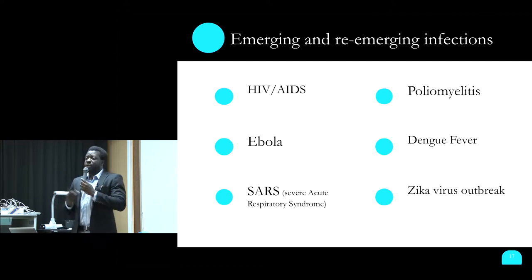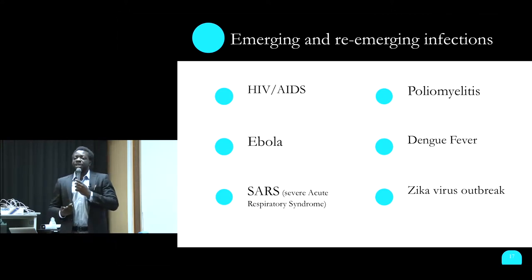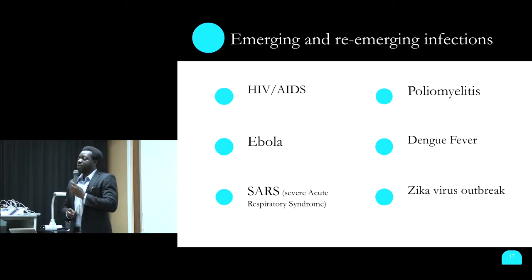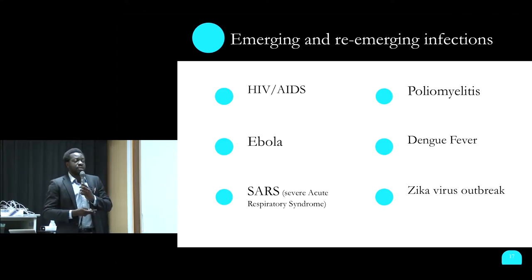But the world has witnessed many other emerging and re-emerging infections that you are well aware of. We have HIV, Ebola, that happened in West Africa recently. SARS, which means severe acute respiratory syndrome, in 2003. Poliomyelitis, which continues to prevail in some parts of the world.